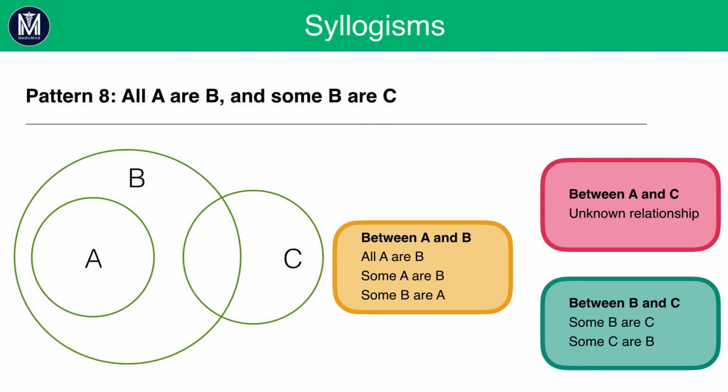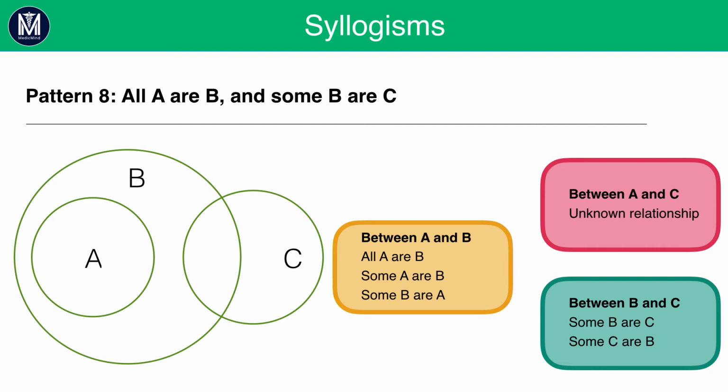We've also seen a pattern regularly between B and C that's shown here. Some B are C. Now, if some B are C, we know that some C will also be B. However, now you need to be a bit more careful. Whilst all A are B, it does not necessarily mean there is a relationship between A and C.